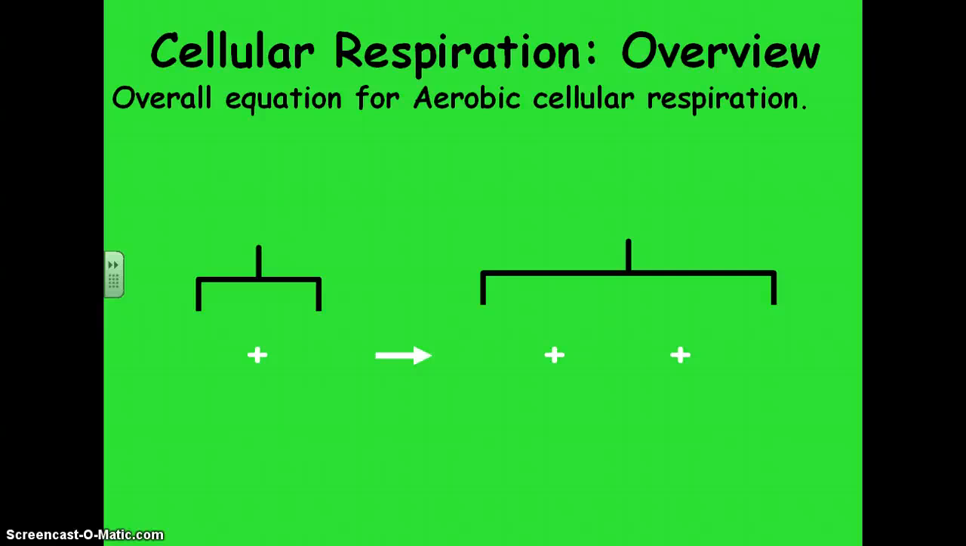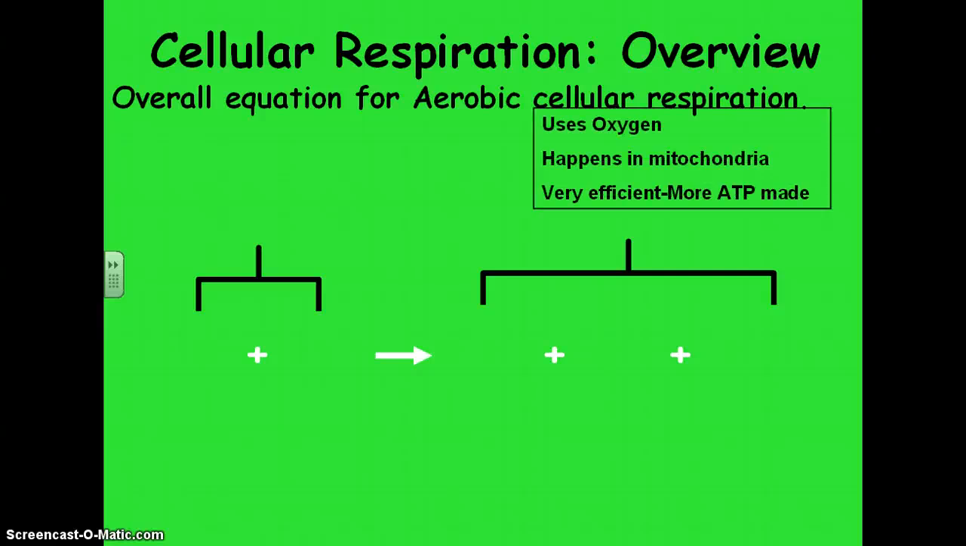So we're going to first talk about aerobic cellular respiration. And when I use the word aerobic, I mean it has oxygen. So if you don't know that the word aerobic means oxygen, you might want to write that down. So aerobic cellular respiration uses oxygen. It happens in the mitochondria of the cell. And you might have heard of the powerhouse of the cell. When we're talking about the powerhouse, we're talking about the mitochondria.